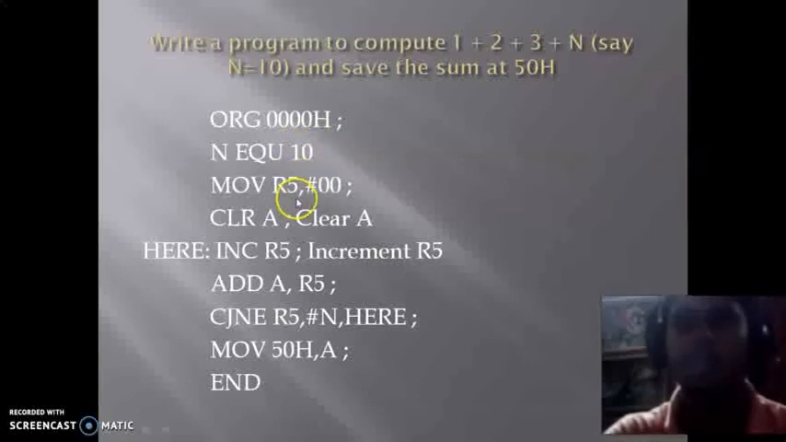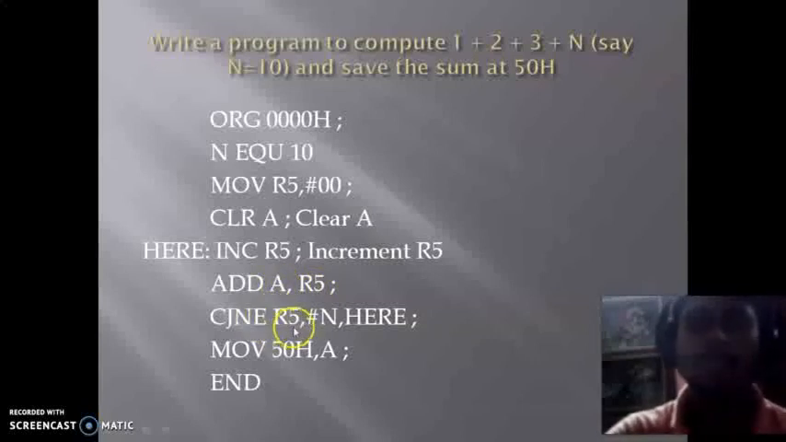So now MOV R5, #00H. Here the 00 will be stored into R5, and then clear A, we will clear the accumulator. Now here INR R5 means we will increase R5 by 1, then we will add A with the content of R5. So initially the content of the accumulator is 0, and R5 is incremented by 1, so that is 1. So 0 is added with the 1, the result will be 1, that is stored into the accumulator.